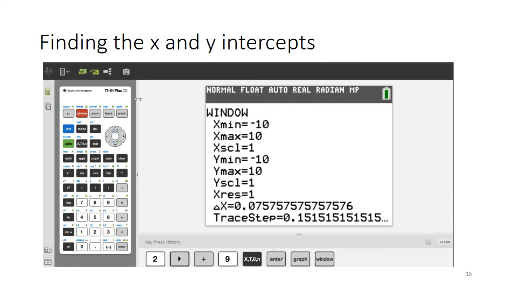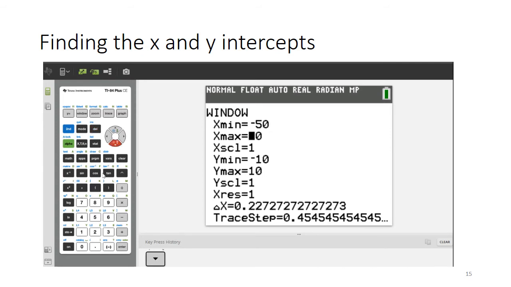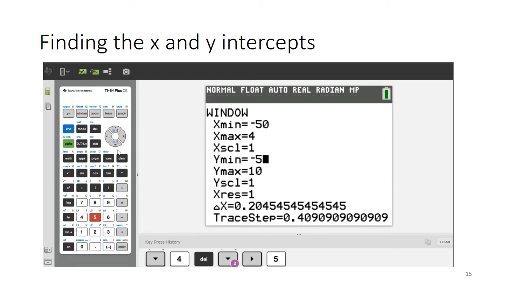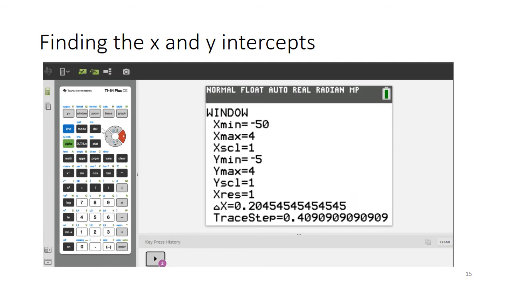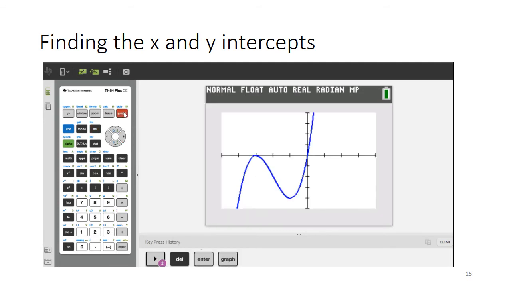Maybe I will go from -5, I don't want the last, to maybe 4, and then for my y I want to go from -5 to, let's say, 4. Doesn't really matter. I just want to have a better, sorry, I must have typed something wrong. Yep, -5, not 50. It happens all the time. So now let's look at our graph.